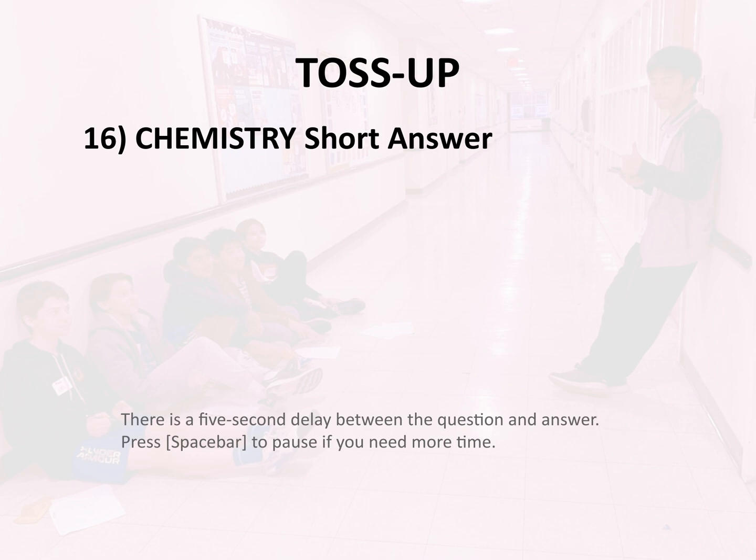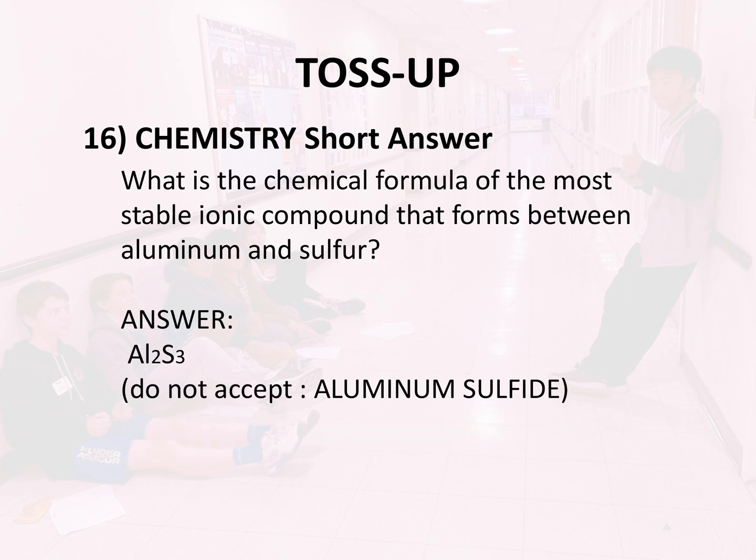Toss-up 16. Chemistry. Short answer. What is the chemical formula of the most stable ionic compound that forms between aluminum and sulfur? Answer. Al2S3.